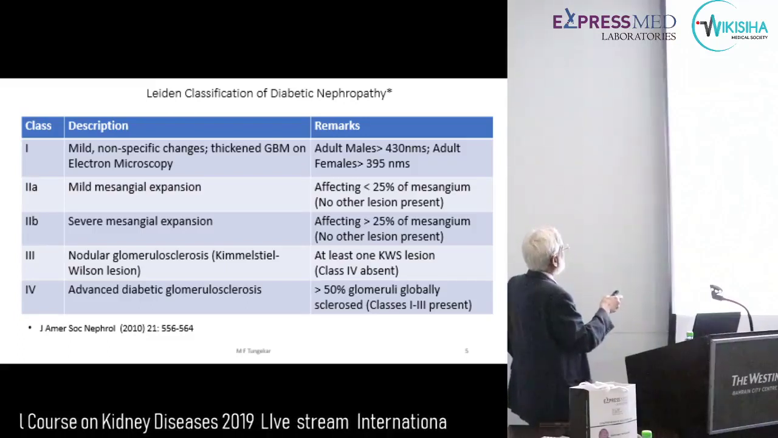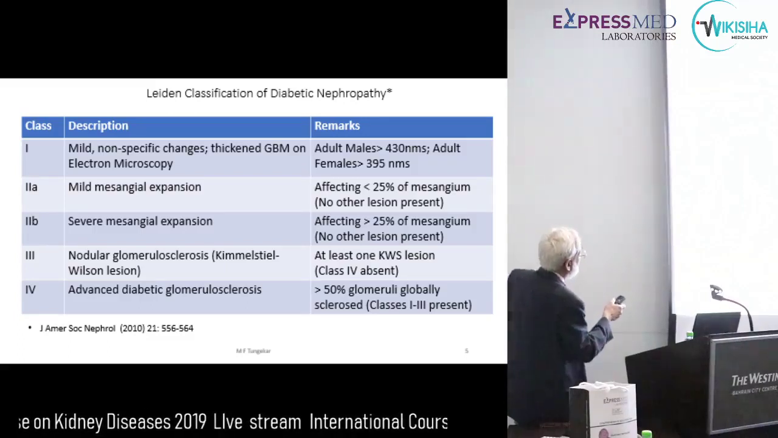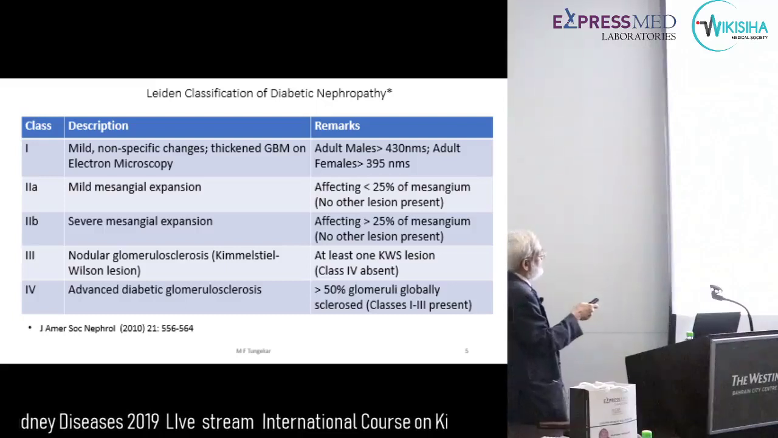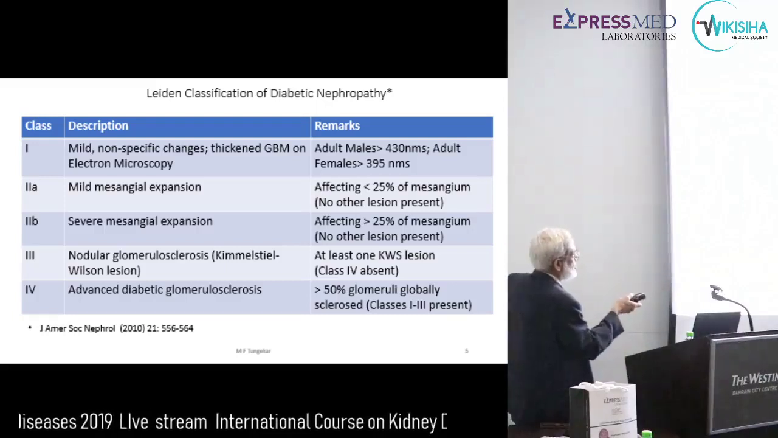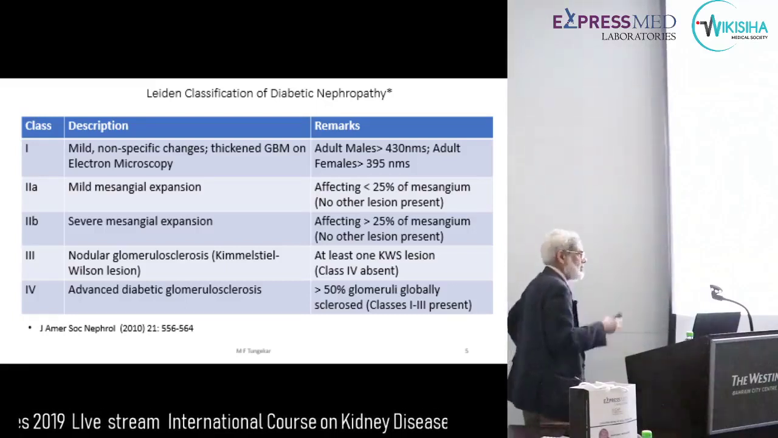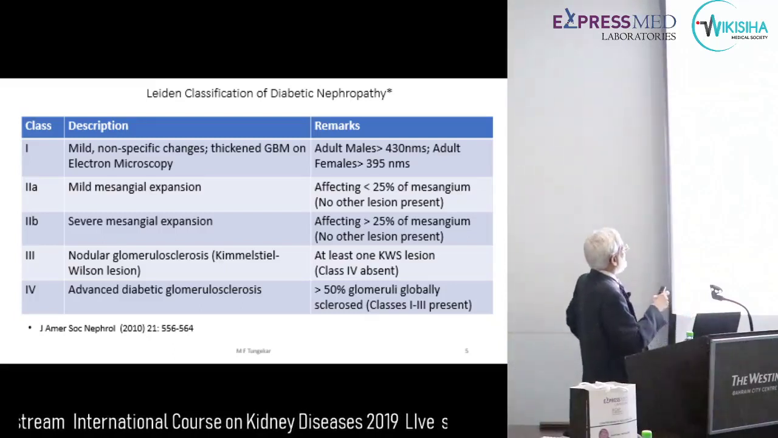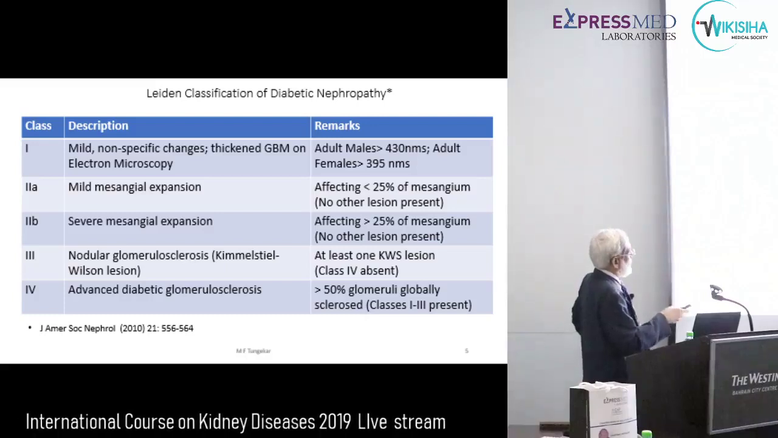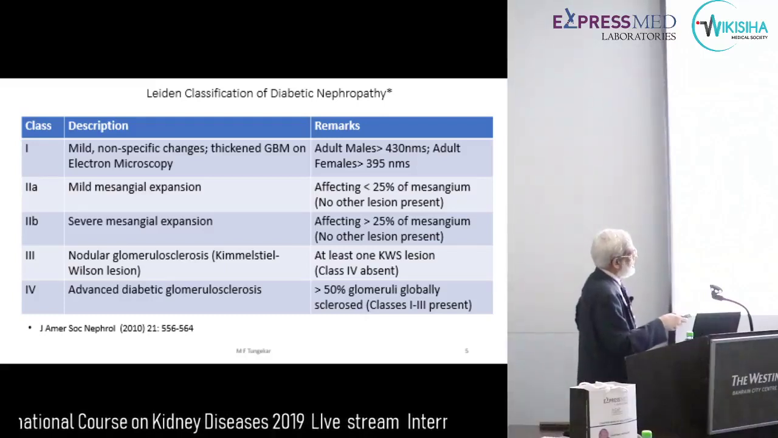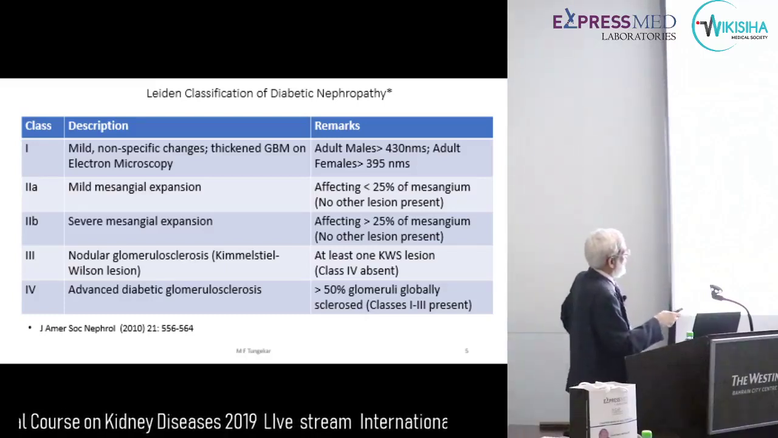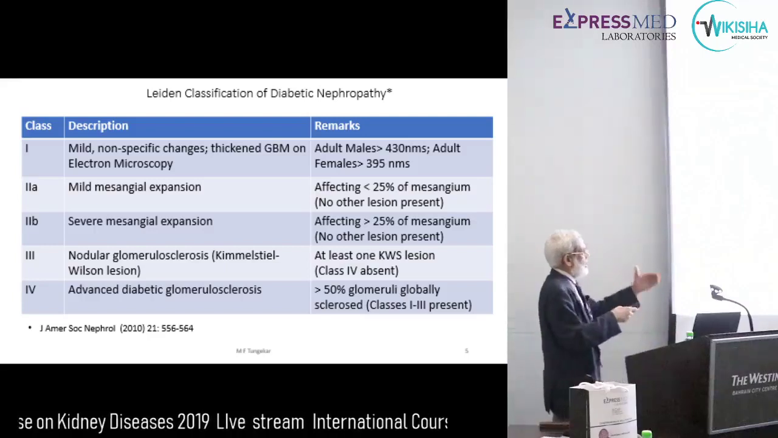Class 2A, we are going now into the area of mesangial expansion. If it is mild mesangial expansion affecting less than 25% of the glomerulus in the worst affected glomeruli, no other lesions are present, then it is class 2A. Class 2B is more than 25% of mesangium, no other lesion present. That is severe mesangial expansion. So then that's one grade higher.